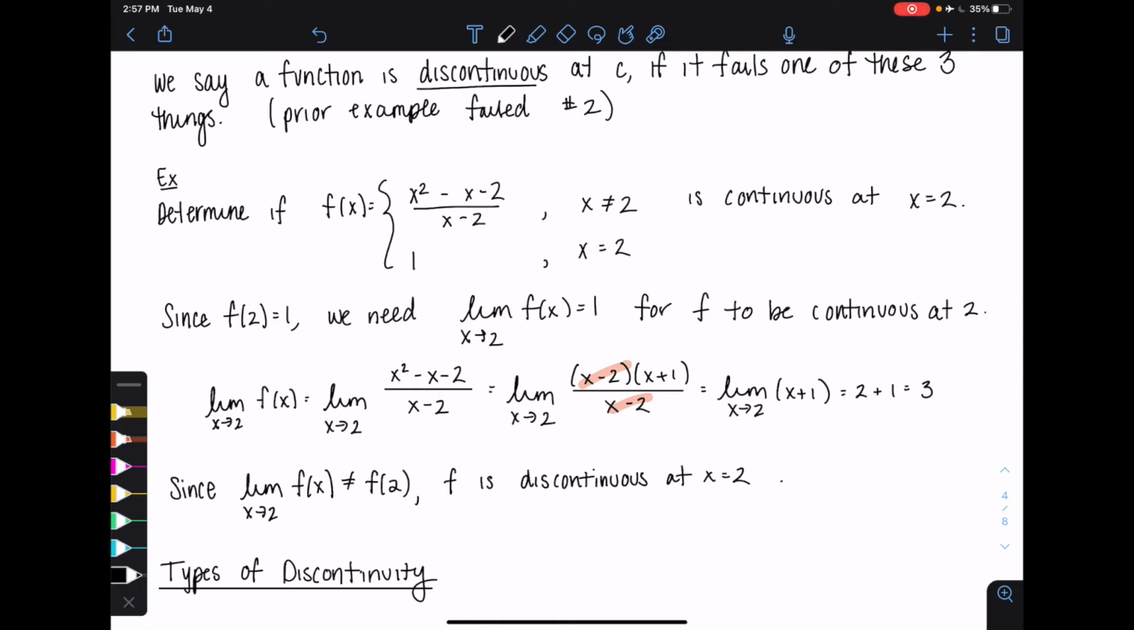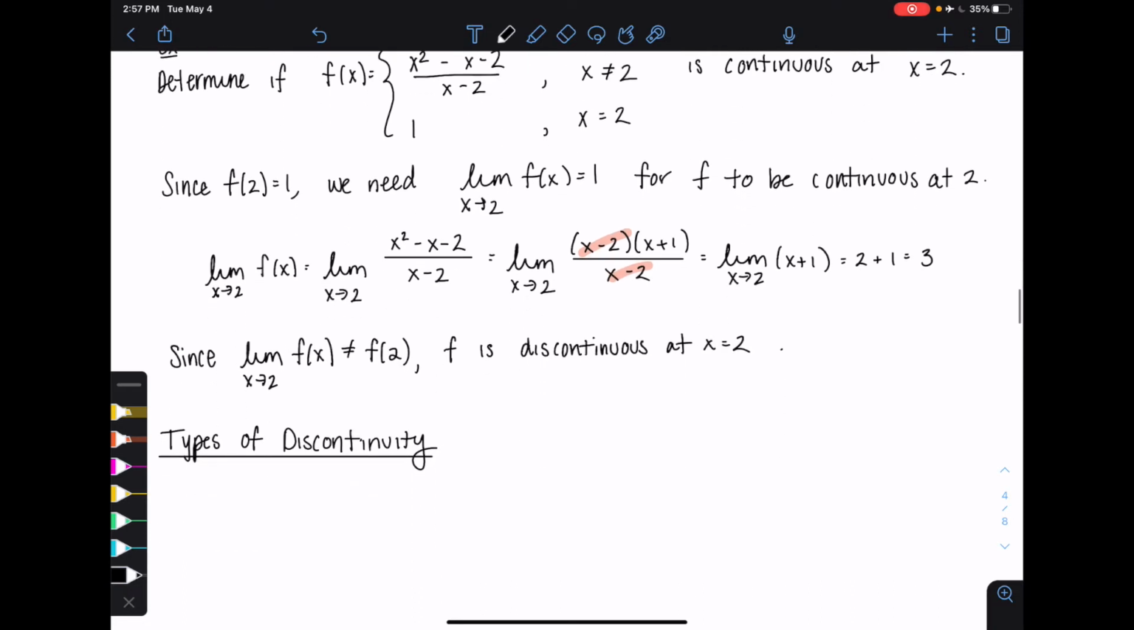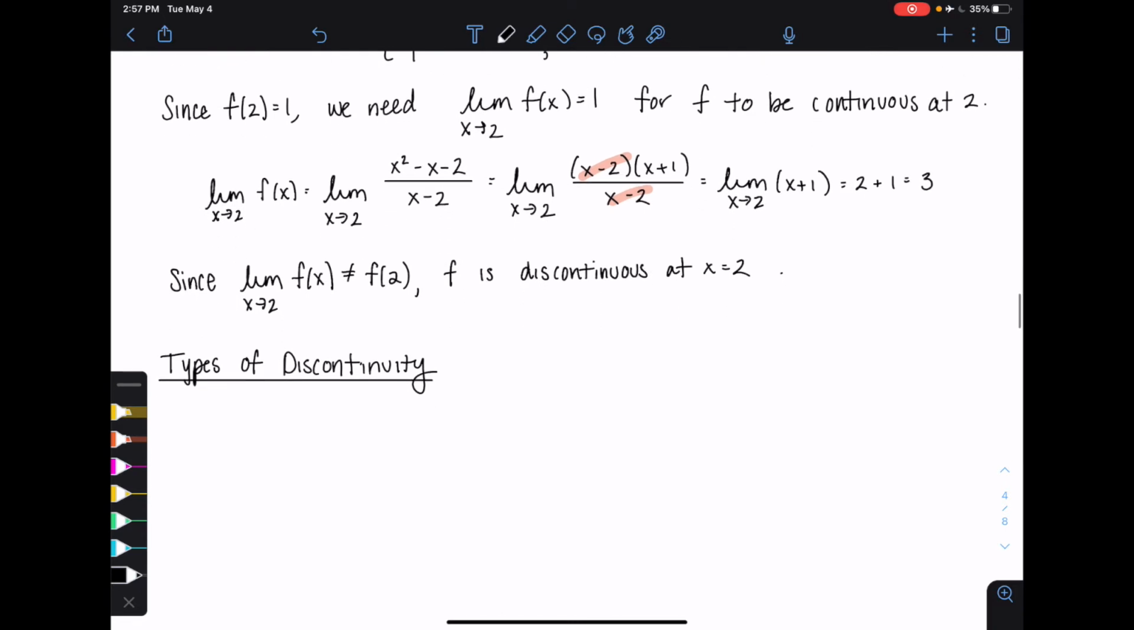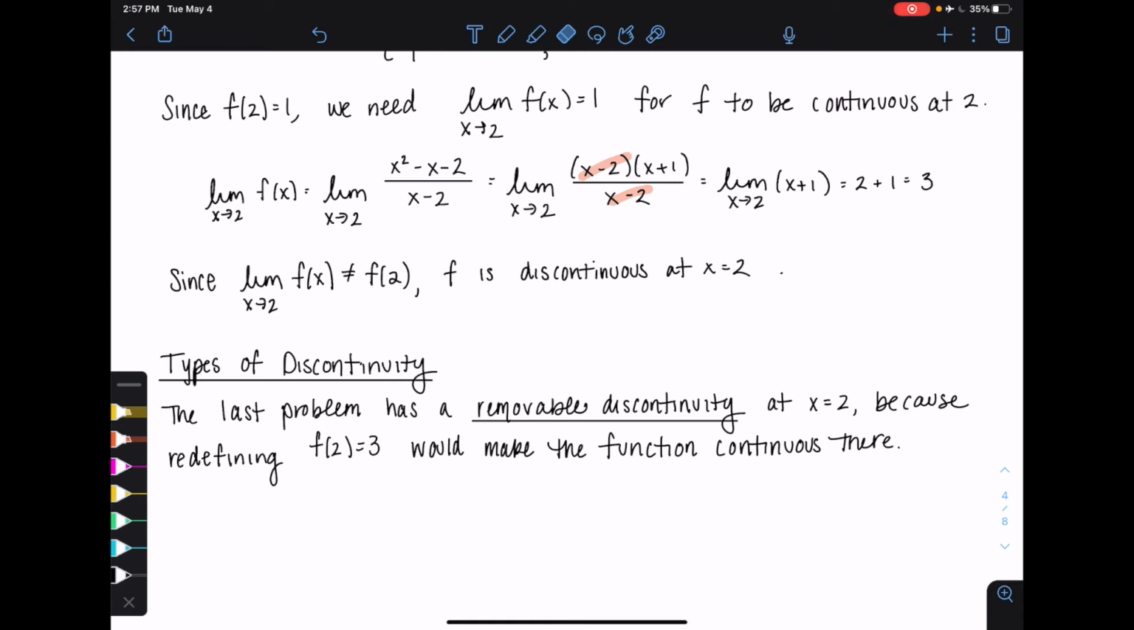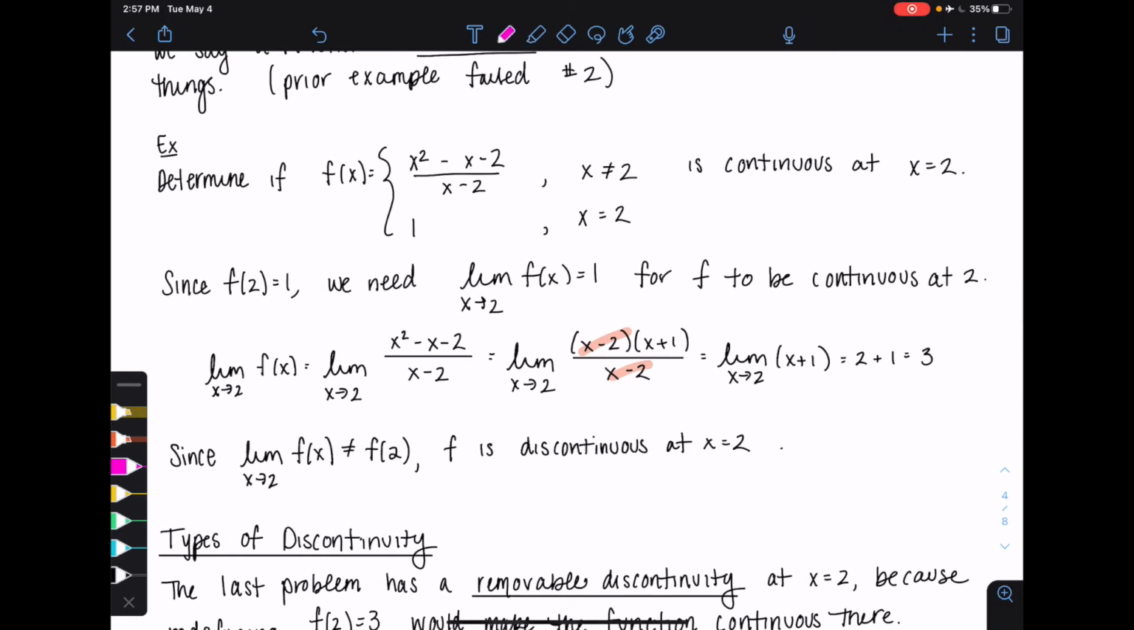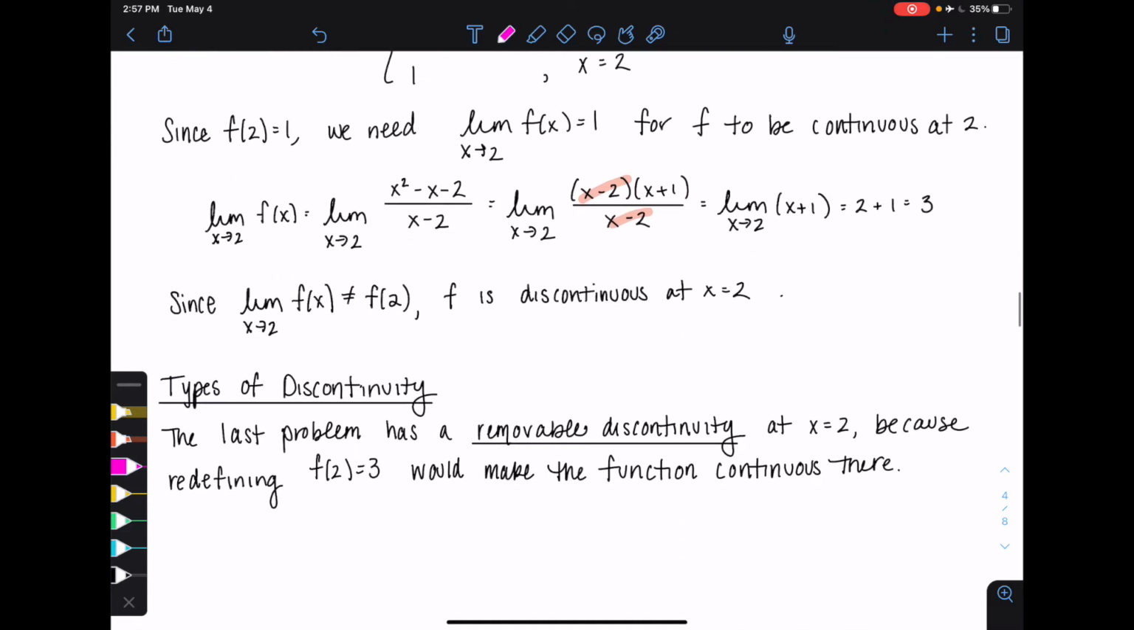So ultimately, we have a ton of different types of discontinuity, 3 in total. We're going to go through what each of these look like. This last problem has what's known as removable discontinuity, because if instead I had changed this to a 3, this would be a 3. These two would then equal each other, and my function would indeed be continuous.